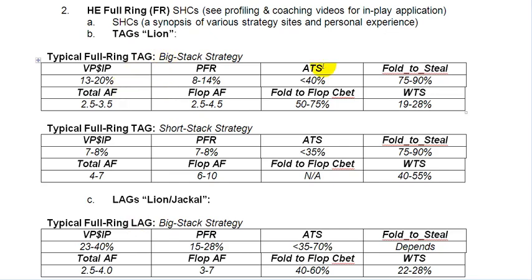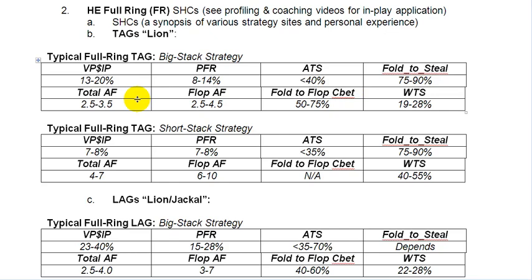This is basically a quick table giving you that range. So VPIPs here, full ring tags, playing a big stack strategy, 20 to 30% VPIP, two-thirds of that is PFR. Attempt to steal, ATS, is around anywhere from 15 to probably more like 30, 35, but anything under 40 for attempt to steal, which is open raises from late position or from the small blind. Fold to steal is quite standard, 70 to 90%.